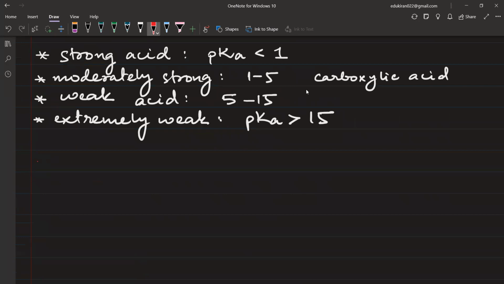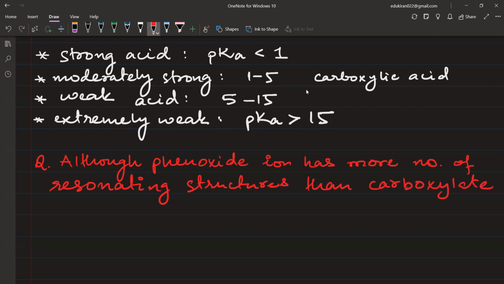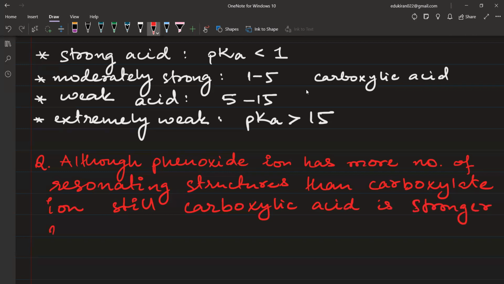Write a question that is very famous. Please write: although phenoxide ion has more number of resonating structures than carboxylate ion, still carboxylic acid is a stronger acid than phenol. Why?